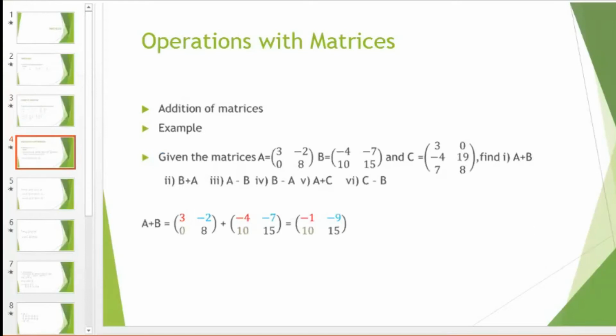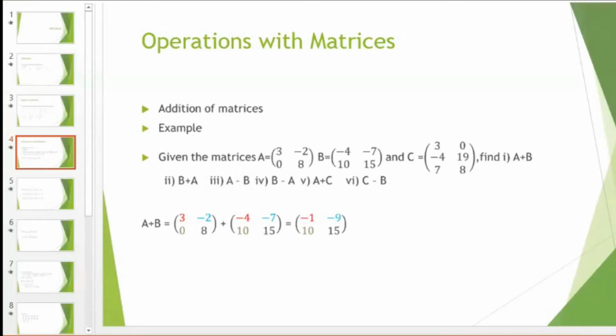Next one we have here is order of the matrix. Operations with matrix. The first operation we'll be looking at is addition of matrix. You can check out the example. We have given the matrices A, 3, -2, 0, 8, -4, -7, 10, 15, and C, 3, 0, -4, 19, 7, 8. The first matrix we define is A plus B. Please take a look at matrix A plus B. Just as the operation is given, A being the first matrix, B being the second matrix, that is how it's set down.